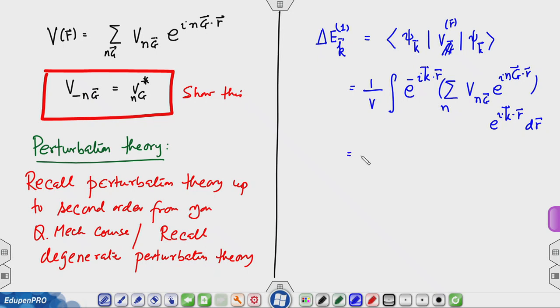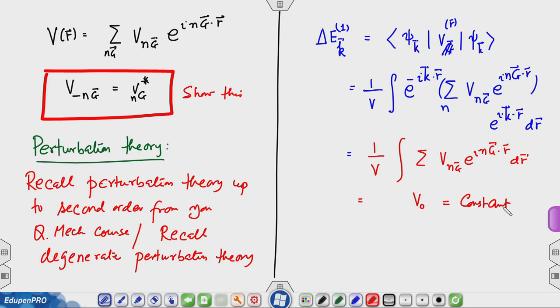So, this is nothing but 1 over V, this V is the volume, summation e raised to minus i k dot r and k dot r cancel, they give you 1, summation V n g e raised to i n g dot r dr, and this is over this box of volume V, and this is V 0, which is a constant.